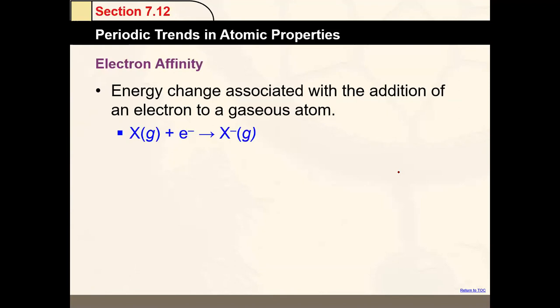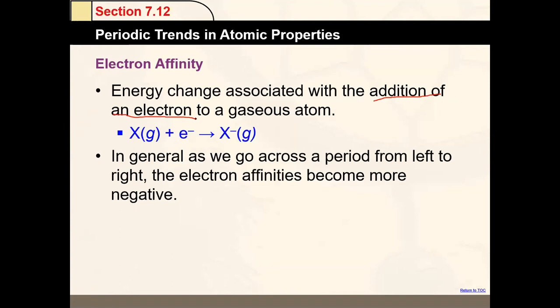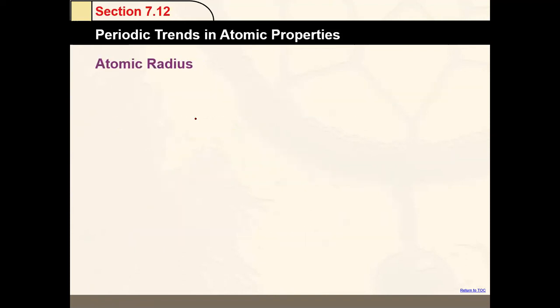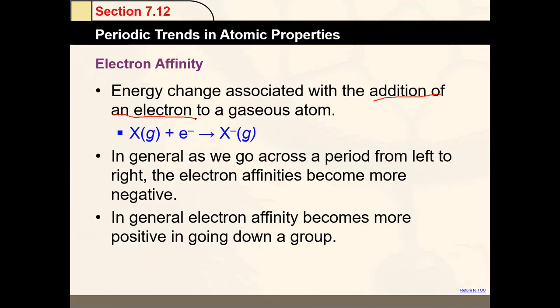Electron affinity is the second one. It's the opposite, to be honest, of the ionization energy. Now, instead of removing an electron, what we will do is addition. How much does it cost to add an electron? So now, instead of looking at the atom losing an electron, you want to see how it gains an electron. In general, as we go across the period from left to right, the electron affinity becomes more negative, and more positive going down the group.